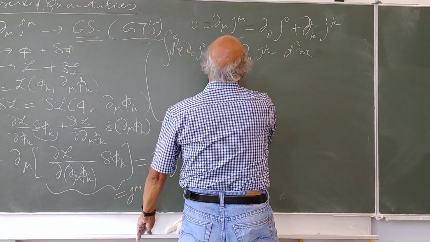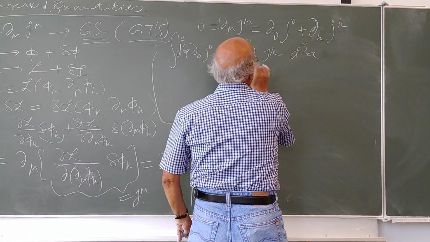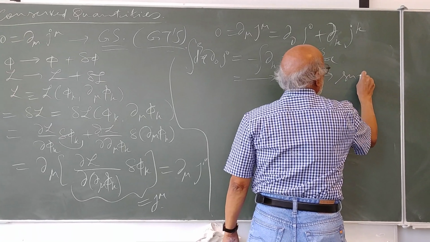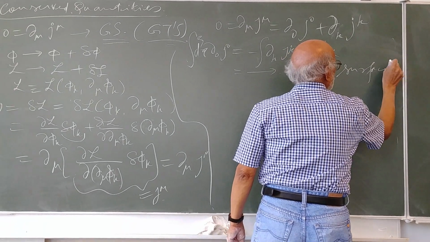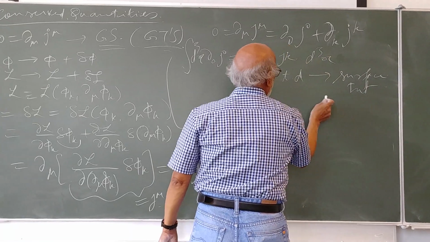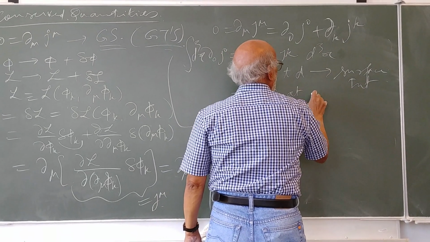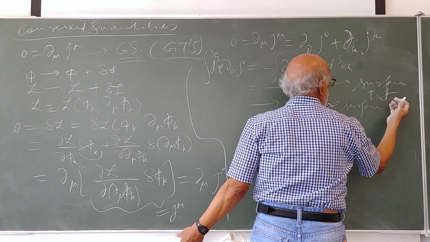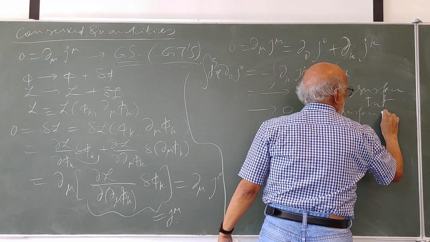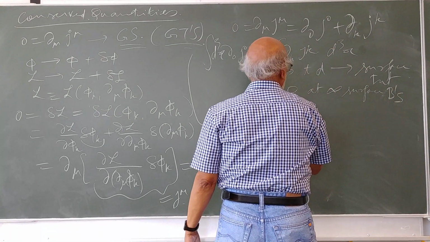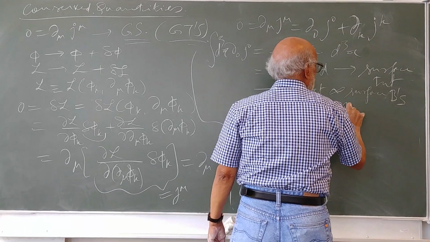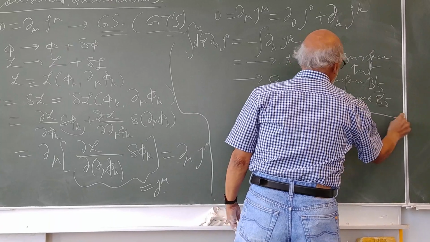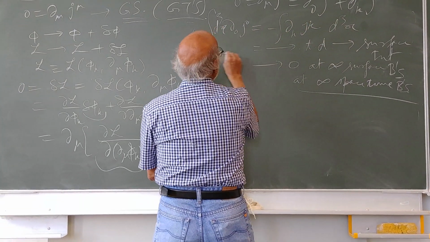So this is a total divergence, and it can be converted into a surface integral, and this surface integral goes to 0 at infinite surface boundaries, or at infinite space-time boundaries. Okay, so what I get is this.